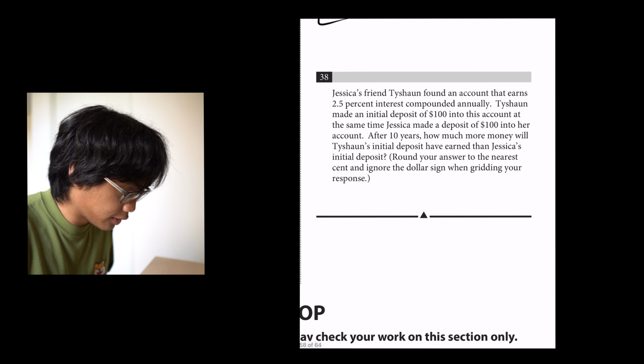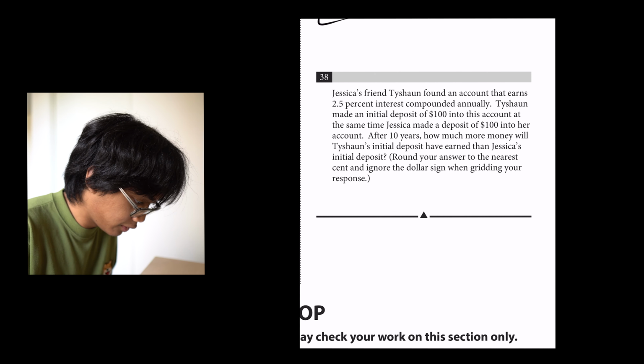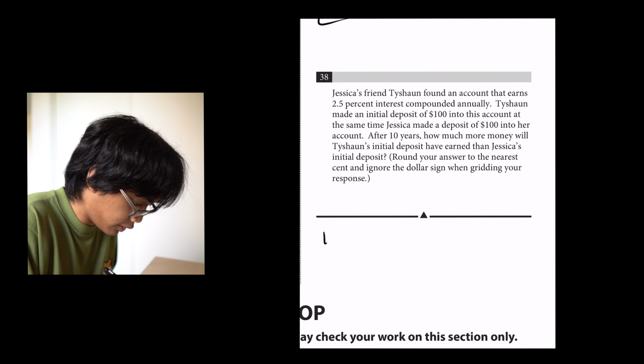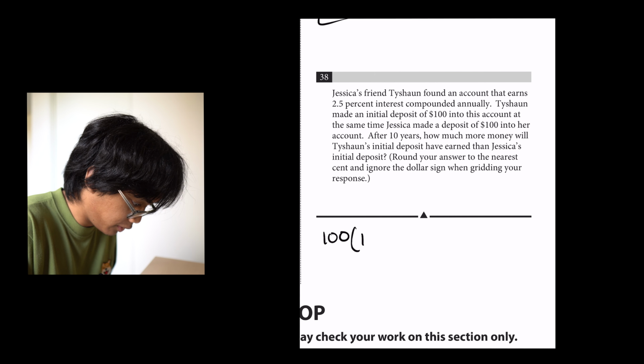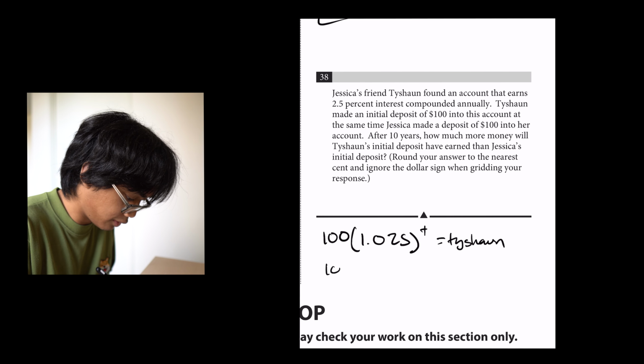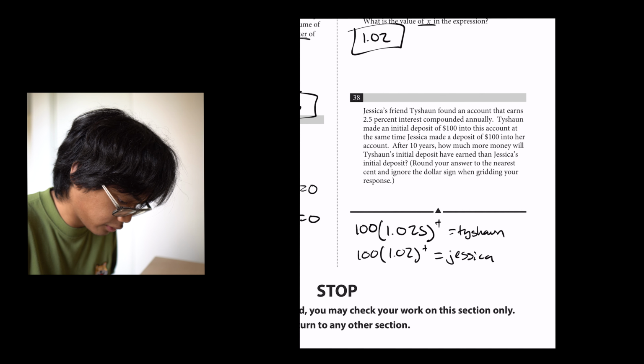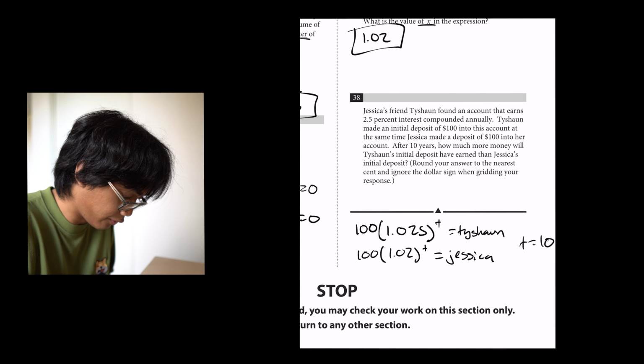38, last one. Jessica's friend Tyshawn, 2.5% annually. Tyshawn made an initial deposit of 100 into this account. Same time, after 10 years, let's see, so Tyshawn is 100 times 1.025 to the t, and then Jessica's is still the 1.02 to the t. After 10 years, so t equals 10, and we're just looking for the difference between these two.